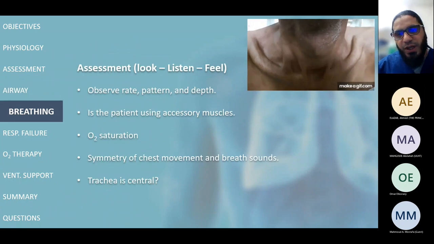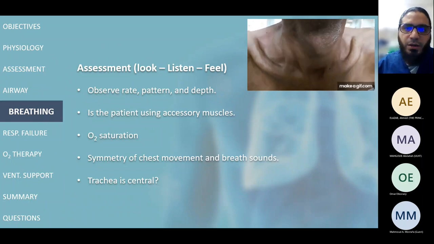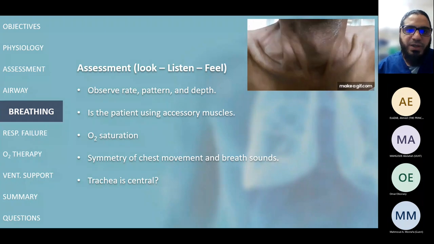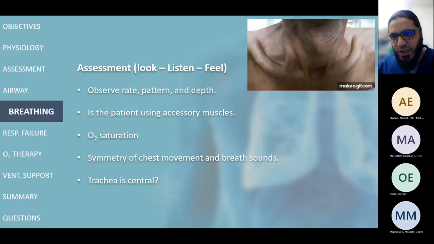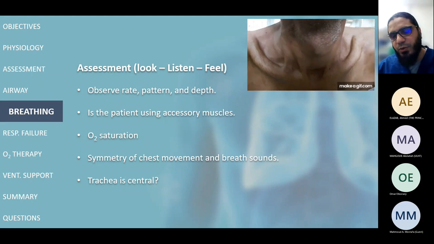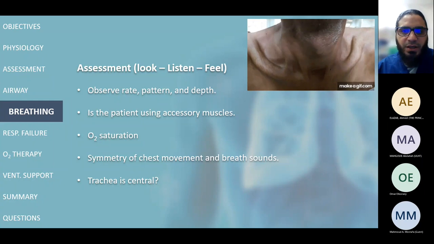If the airway is patent, you don't have any issues with it, then you will move to the next step, which is assessing the breathing. Have a quick look, assess the rate, pattern, and depth of breathing. Assess the patient in general if he looks in respiratory distress and using his accessory muscles. As you can see in the short video above, this is a sign of a patient who is in respiratory distress and impending fatigue and tiring, and shortly he will be hypoventilating and deteriorates more.